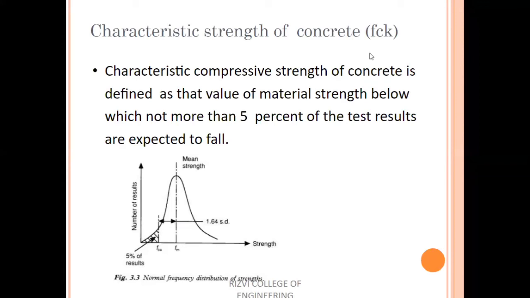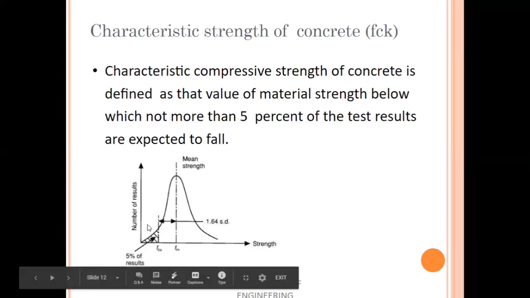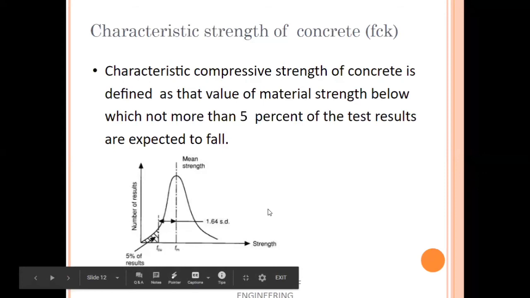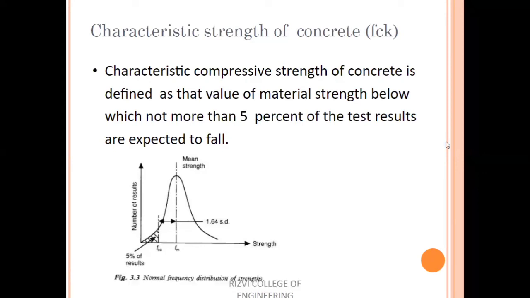Here you can see in the graph, this is the mean strength. The 5% of results we are not considering, and this is FCK. The X axis represents the strength and the Y axis represents the number of tests or cubes, or you can also call it the frequency. In simple terms, if there are 100 cubes, 95 of those cubes should have a value greater than the FCK.